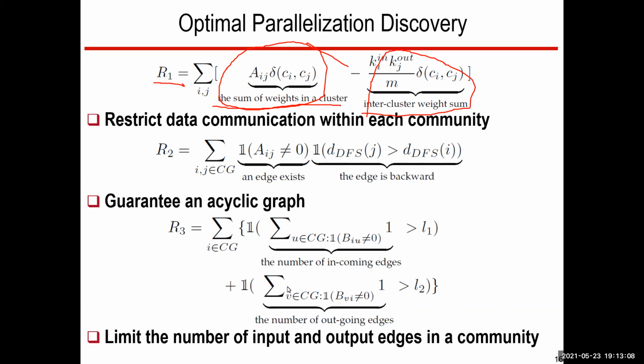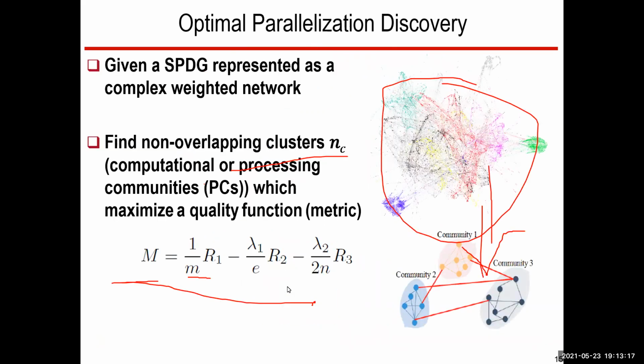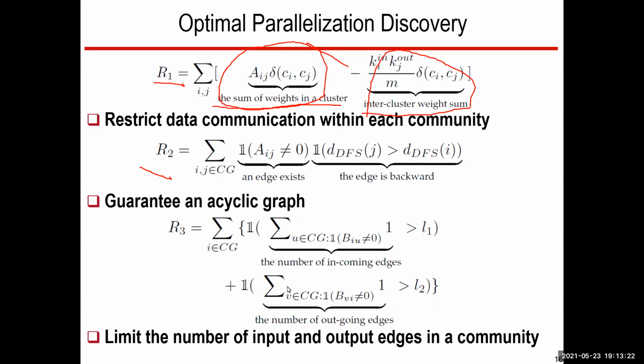And the second term guarantees an acyclic graph, where because we want to minimize, we want to maximize M. So in return, we want to minimize R2 and R3. If we want to minimize R2, then it means that we don't want this edge factor to happen at this time. So by allowing no backward edge, we guarantee an acyclic graph. And then the third term limits the number of input and output edges in a community.